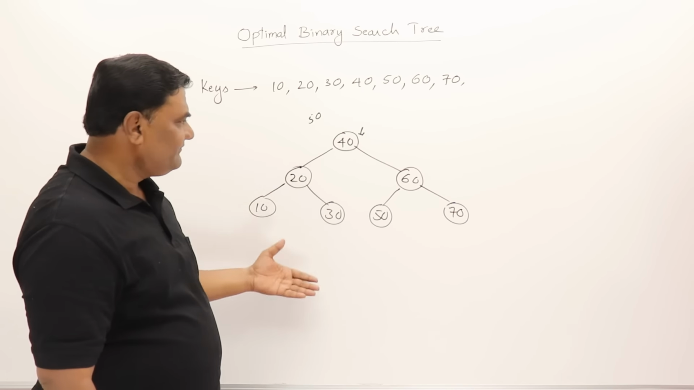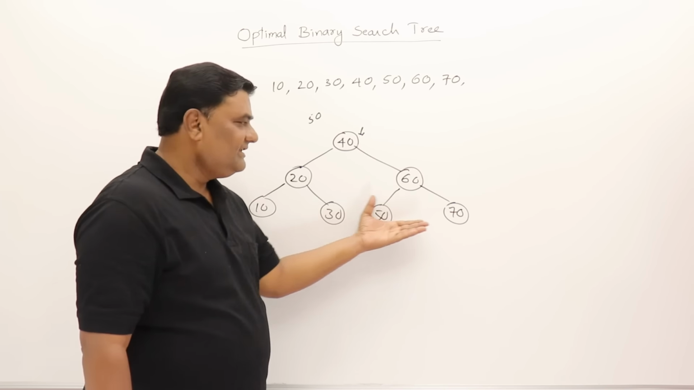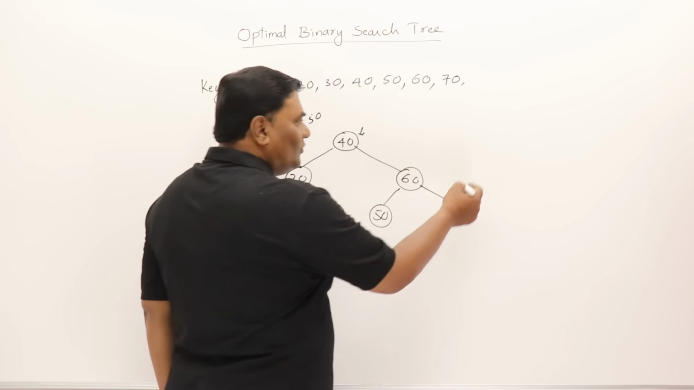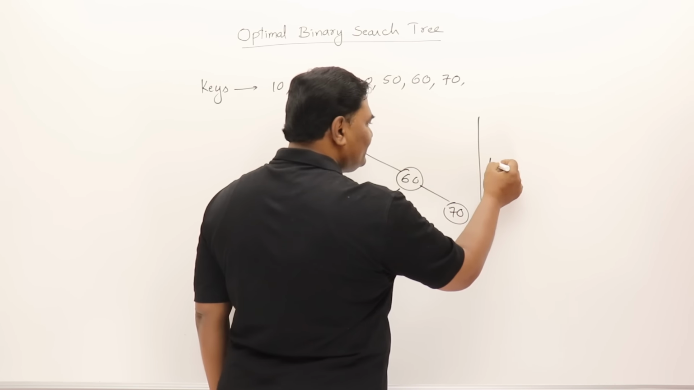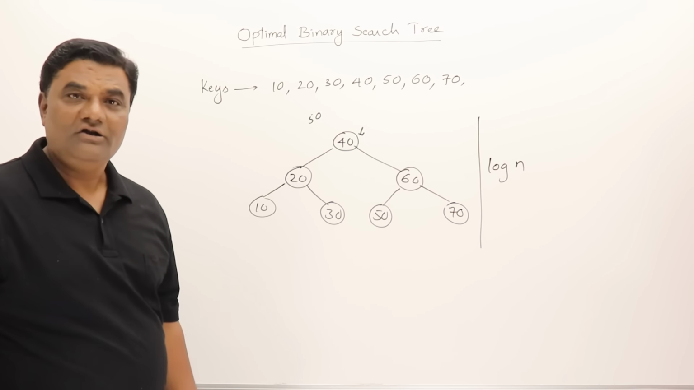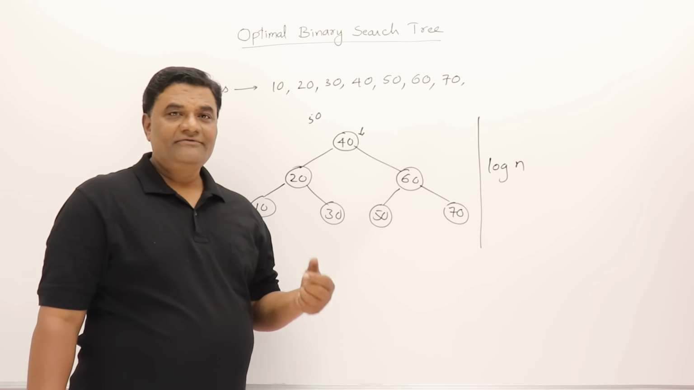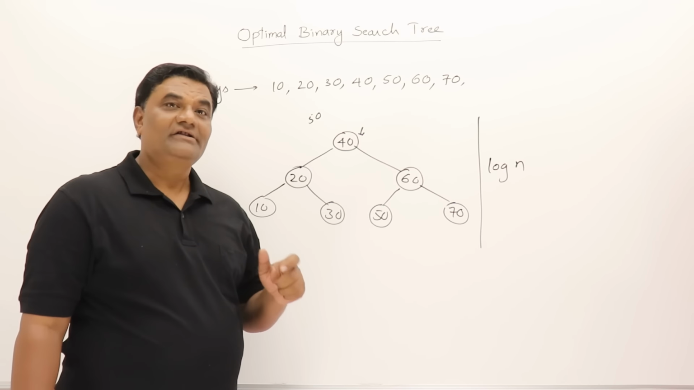What is the time taken for searching a key element? The maximum time will be if the element is in the leaf. So what is the amount of time? This is height of a tree, and the height of a binary tree is minimum log n, and this is minimum height only. So the time taken for searching in a binary search tree is log n.